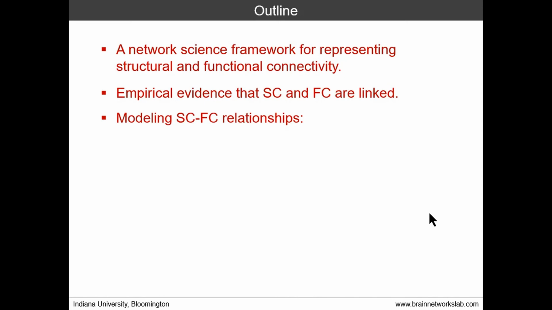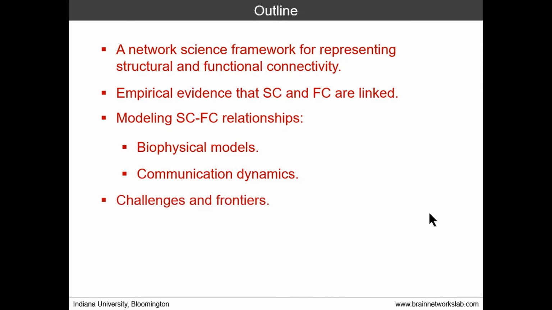link those two imaging modalities, those two network modalities, focusing on two distinct sub-approaches, one using biophysical models, and the other using what we'll call communication dynamics, which are really stylized models. And then I'll end with some challenges and frontiers for trying to link these two different kinds of modalities.